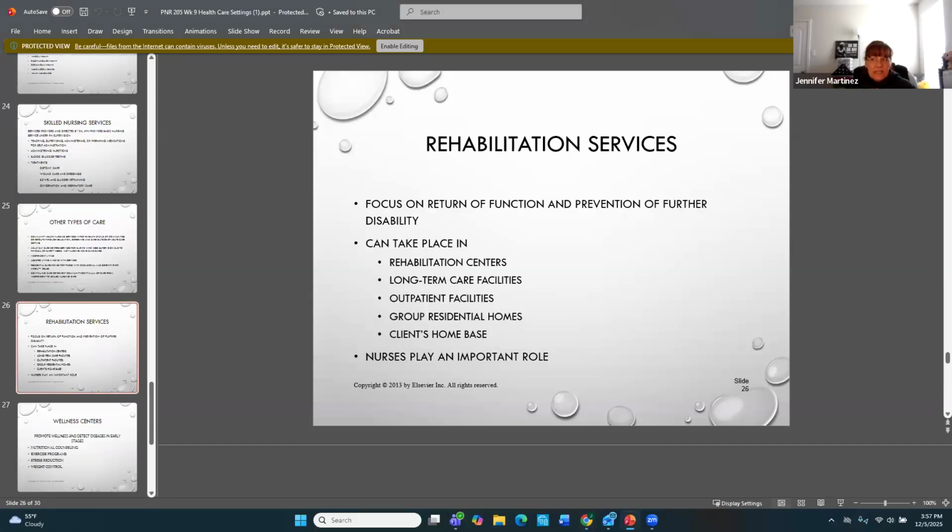And then our rehab services. So rehab services, this is working on returning to function, right? So following an acute illness or an injury, they'll need some sort of rehab. And it could be in your rehab centers, like I talked about earlier. It could be in your long-term care. They can do outpatient rehab. There's residential homes. And then, of course, there is home health, right? Depending on the person's ability or their needs, then they may get home health available.